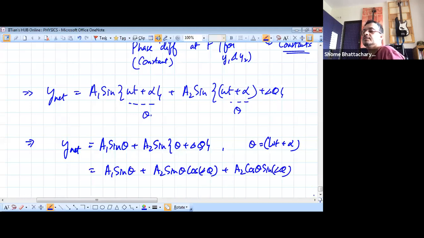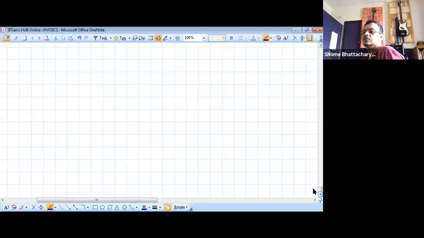Why we are doing this is because theta is the thing which is changing with time. Theta is the time dependent part, whereas delta phi was constant. That's why we are separating this out, keeping the terms of theta separate because theta is ultimately time dependent. Theta is about the frequency of the oscillation. So the way to proceed is our normal trigonometry method.